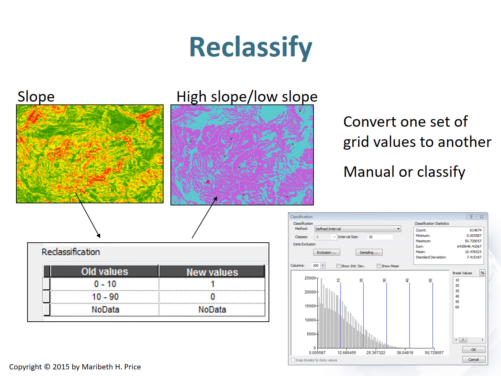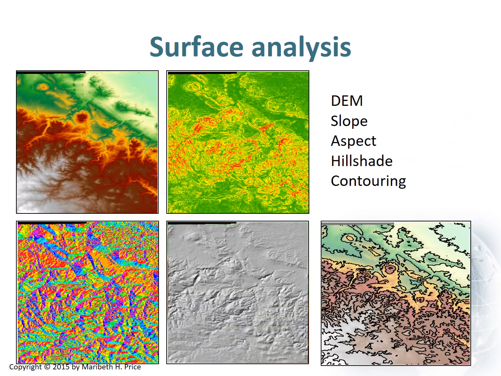Reclassification, you take the old values, you input new values, you can utilize no data and many other things to change what is actually identified in the raster. Surface analysis, again, this is a good 5 things that you should be able to at least list and explain a little bit as far as rasters and surface analysis.